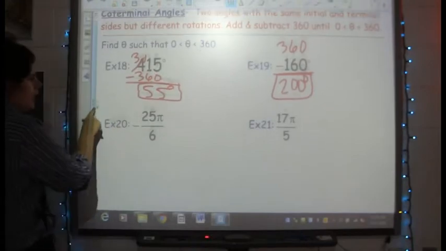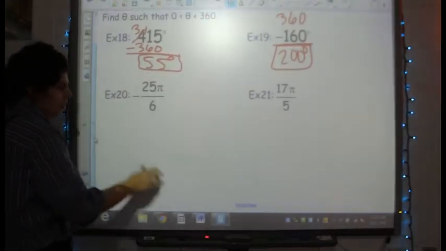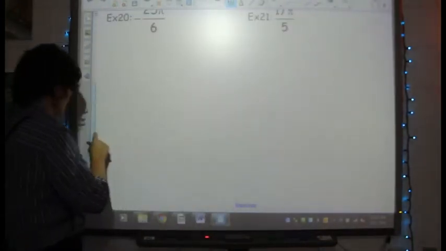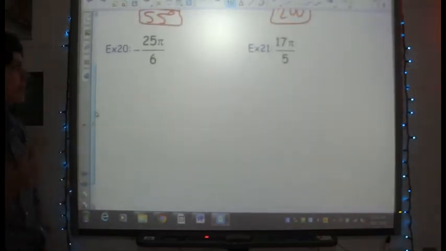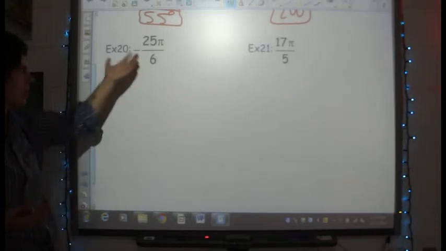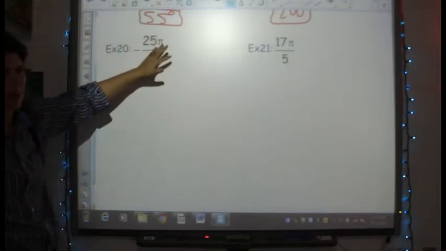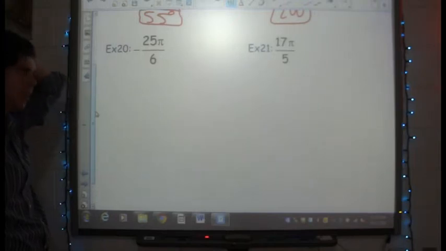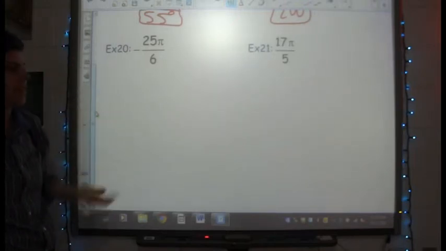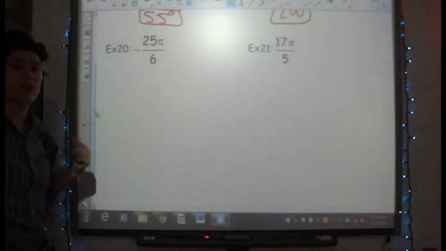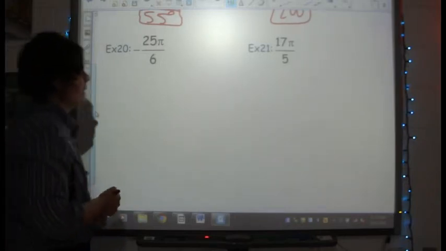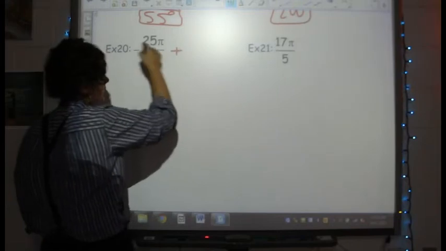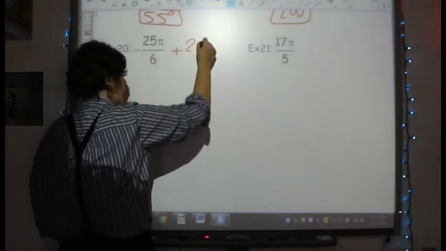Now, number 20 and 21 might look a little funny because they're in radians. So adding and subtracting 360 degrees is not very useful because, well, I'm in degrees and these are clearly in radians. I have no degree mark. I've got my little pi. I'm in radians. So instead of adding and subtracting 360, I'm going to add and subtract 2 pi because 2 pi equals 360 in radians there. So I'm going to add, because it's negative here, I'm going to add 2 pi.